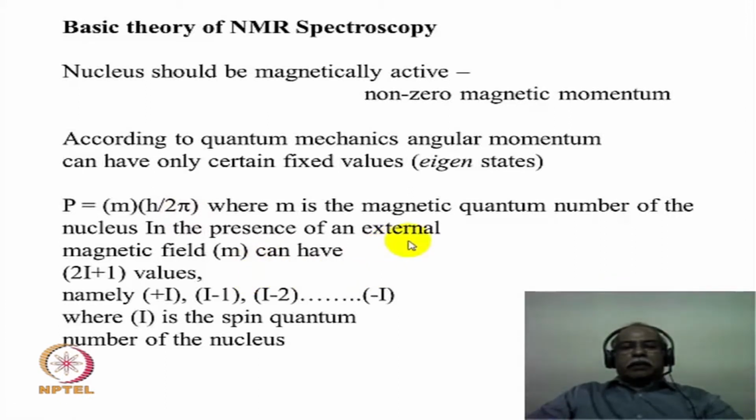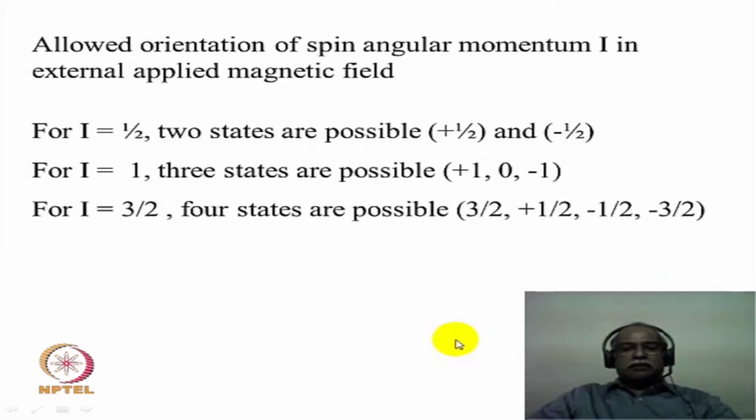Now the magnetic quantum number can have, in the presence of an external magnetic field, different values corresponding to 2I plus 1 values, namely I, I minus 1, I minus 2, all the way to minus I, where I is the spin quantum number of the nucleus. For example, if you consider I is equal to half, then the allowed orientations of spin angular momentum I in an external magnetic field are what is described here. For a spin of half, you can have a possibility of plus half and minus half.